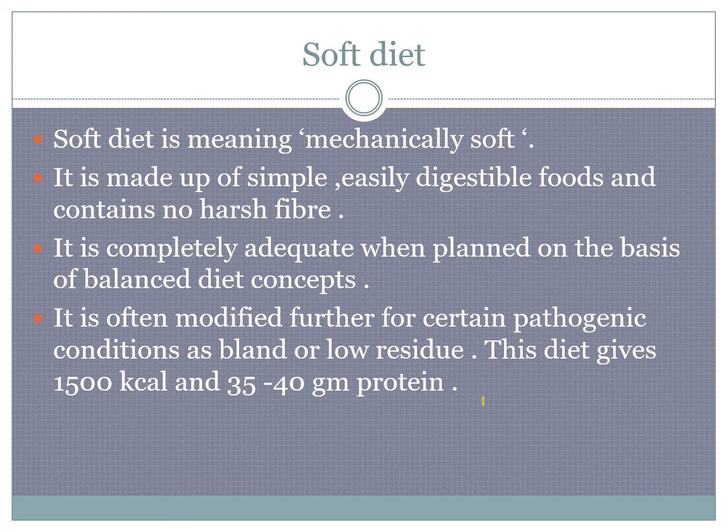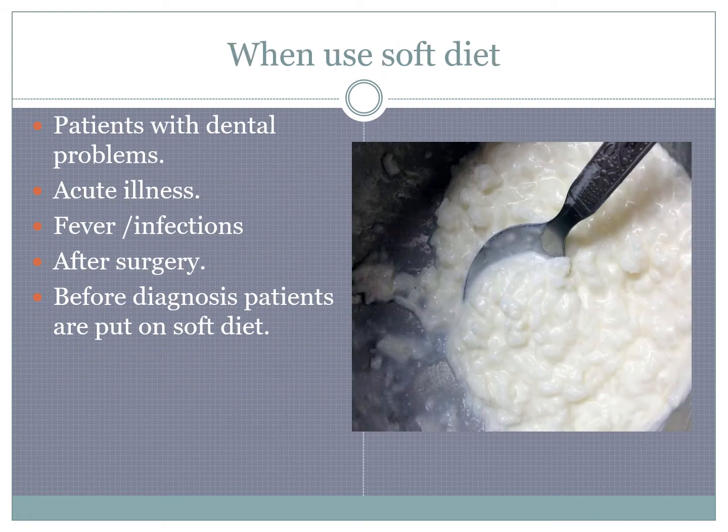So mainly cereals and starches, which are rich in plain carbs, may be added when we want to make it low residue. This diet gives around 1500 calories and 35 to 40 grams of protein, which is sufficient for the patient to tolerate. Patients with dental problems, acute illness, fever and infection, after surgery or before diagnosis of any disease, may take the soft diet.